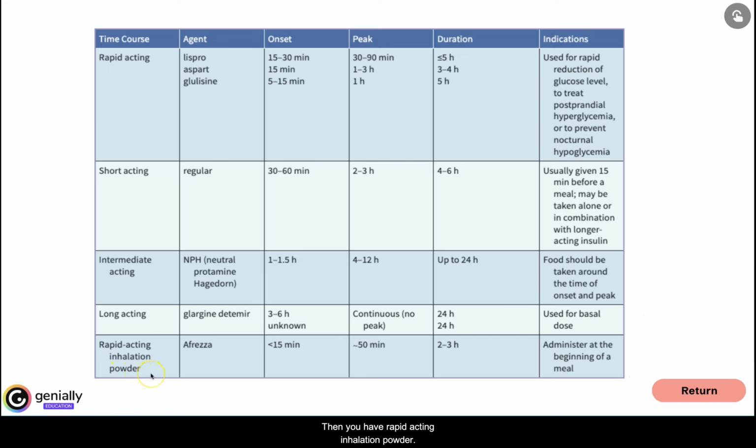Then you have rapid acting inhalation powder. It's a new thing, Afrezza. Its onset is less than 15 minutes. The peak is approximately 15 minutes, and it's administered at the beginning of a meal, because remember, it's rapid acting. So rapid acting, short acting, 15 minutes within a meal. And NPH is intermediate acting, so just make sure that the food is taken around the onset and the peak. Long acting is peakless. It's given just to maintain their basic insulin levels.